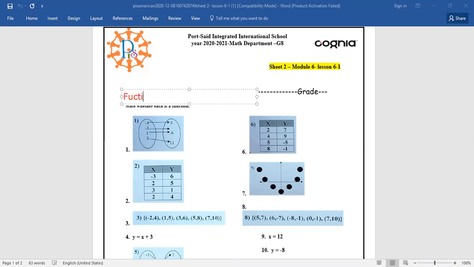Why is this one a function? Because each element on x appears only one time. So this one is a function.